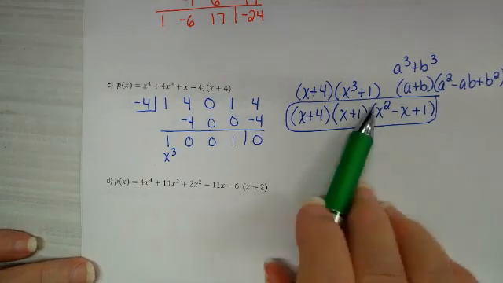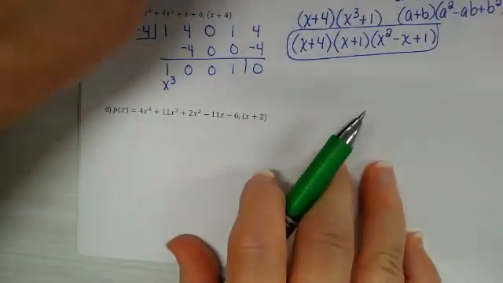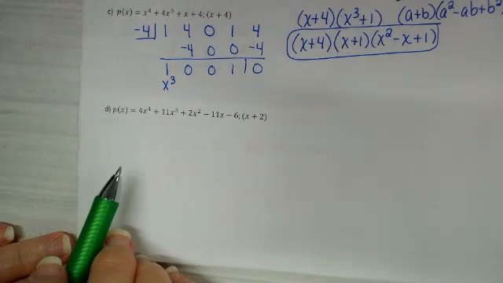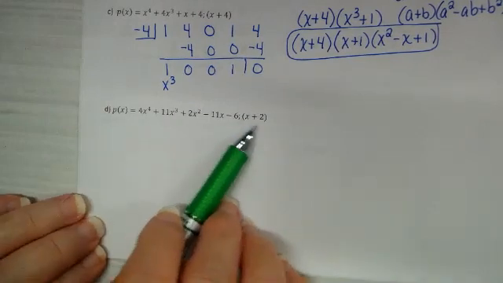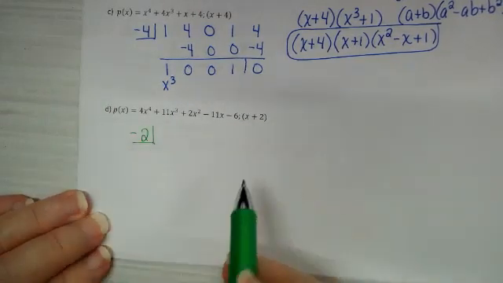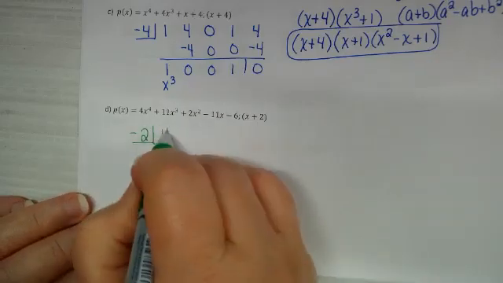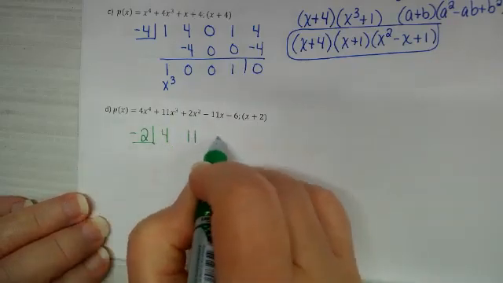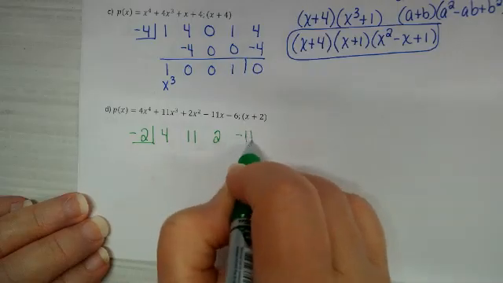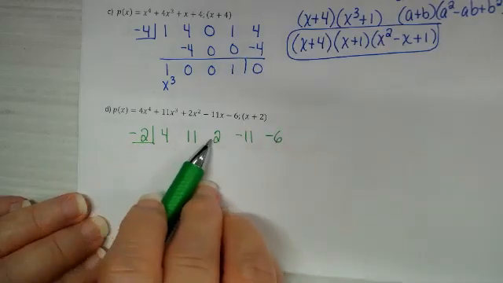Okay, we should be able to do that. Let's do letter D. I think we've got a challenge on our hands here. Take the 0 of the factor, which is negative 2, and it looks like we have every power of x, so we'll put our coefficients. 4, 11, 2, negative 11, negative 6.